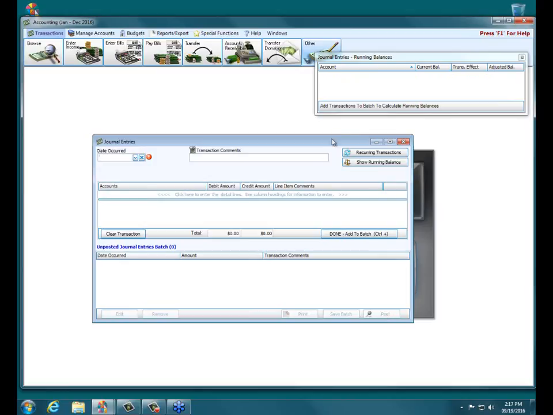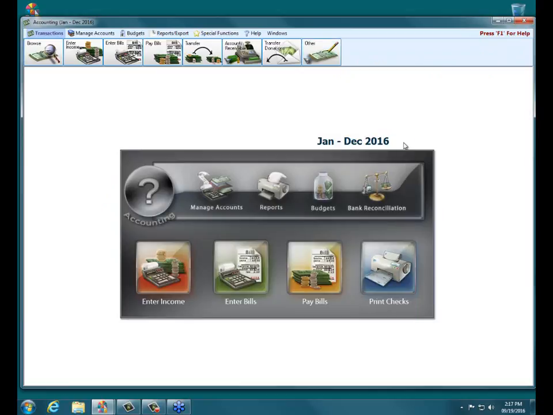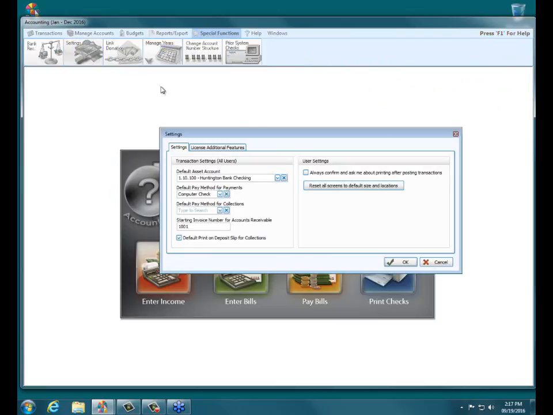Oh, it didn't. So I have my prompt to print reports after posting transactions disabled. I can turn that on. If you go up to Special Functions, Settings, right here, always confirm and ask me about printing and posting, about printing after posting transactions. You want to make sure, folks, that is checked in order to be able to get that prompt.